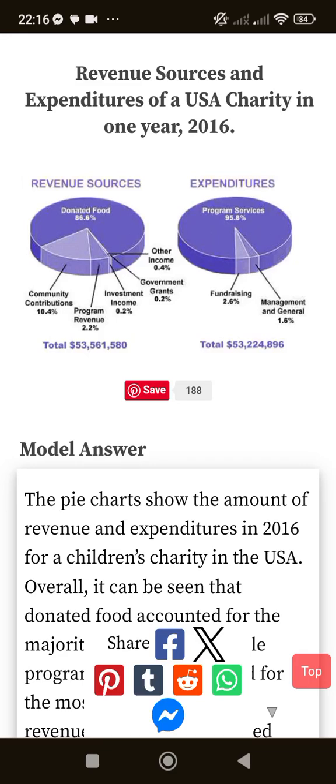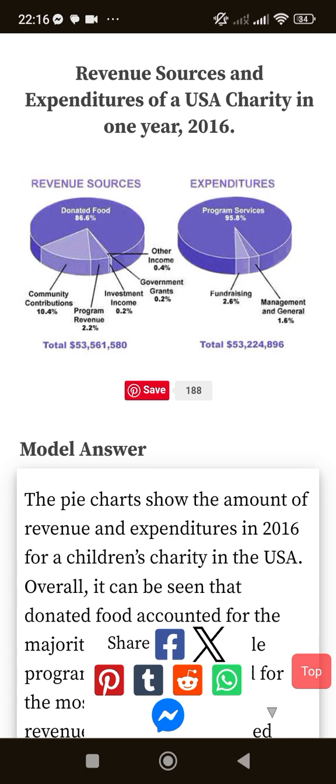Today we are talking about IELTS Writing Task 1 Academy, and here we have got the task. It's all about two pie charts given to us here, and it's all about the revenue sources and expenditures of a USA charity in the year 2016. So first of all, let's understand what we are given there in these two charts. What important information is given there.